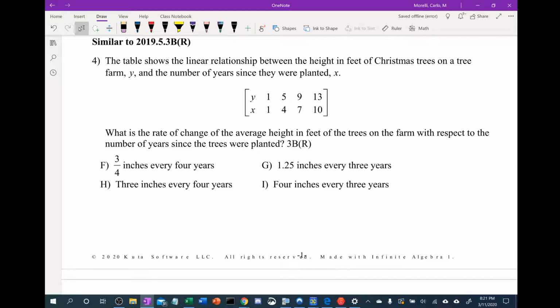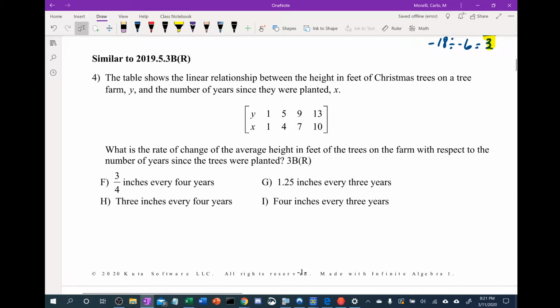Okay, so now we're on to number 4. Similar to 2019.5.3BR, what it means is the fifth question from the 2019 test. This is TEKS 3BR. And in this TEK, they like to use the term rate of change instead of slope, but it's basically the same thing as long as it's a linear relationship, which it is.